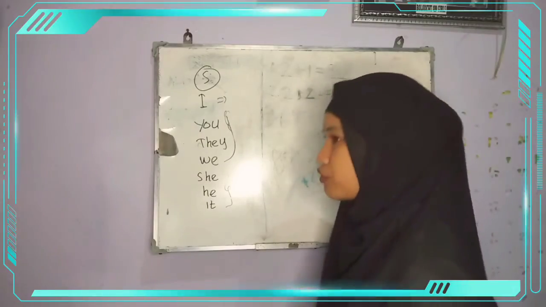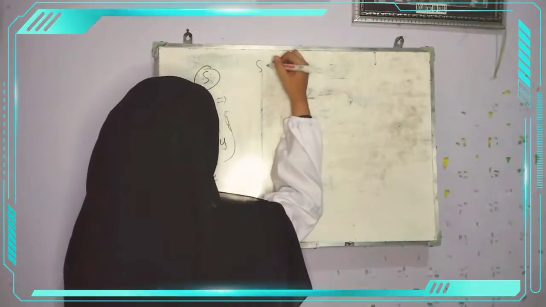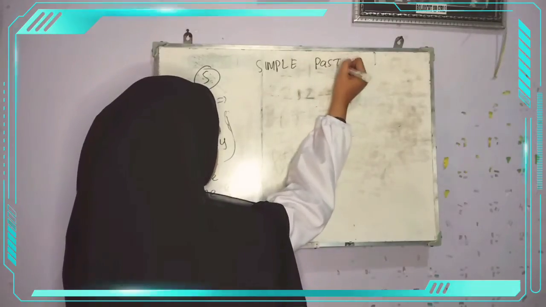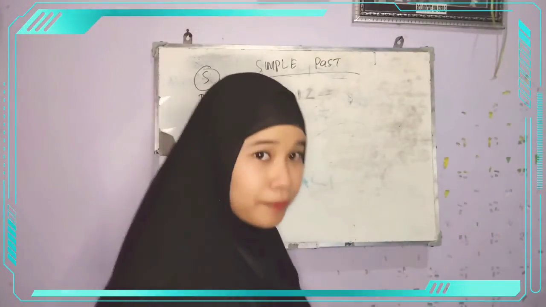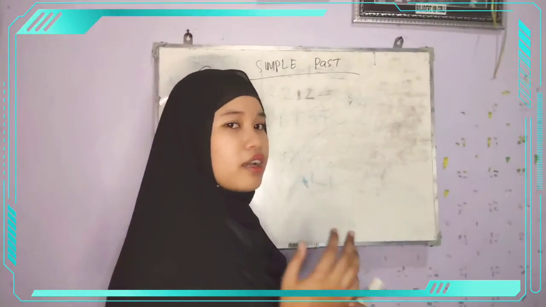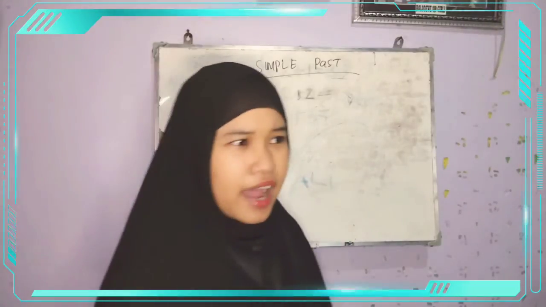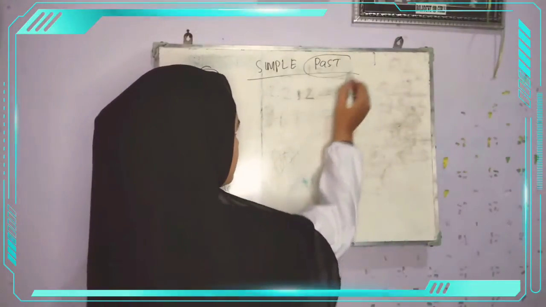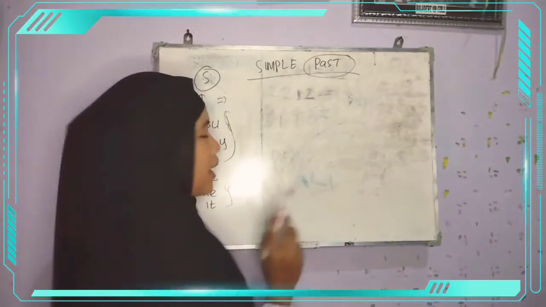Okay, we move to three tenses. It is about simple past. What is simple past? Simple past is an activity that we have done before. I mean, like last night, yesterday. This is simple past. Past is yesterday. We have done some activity.